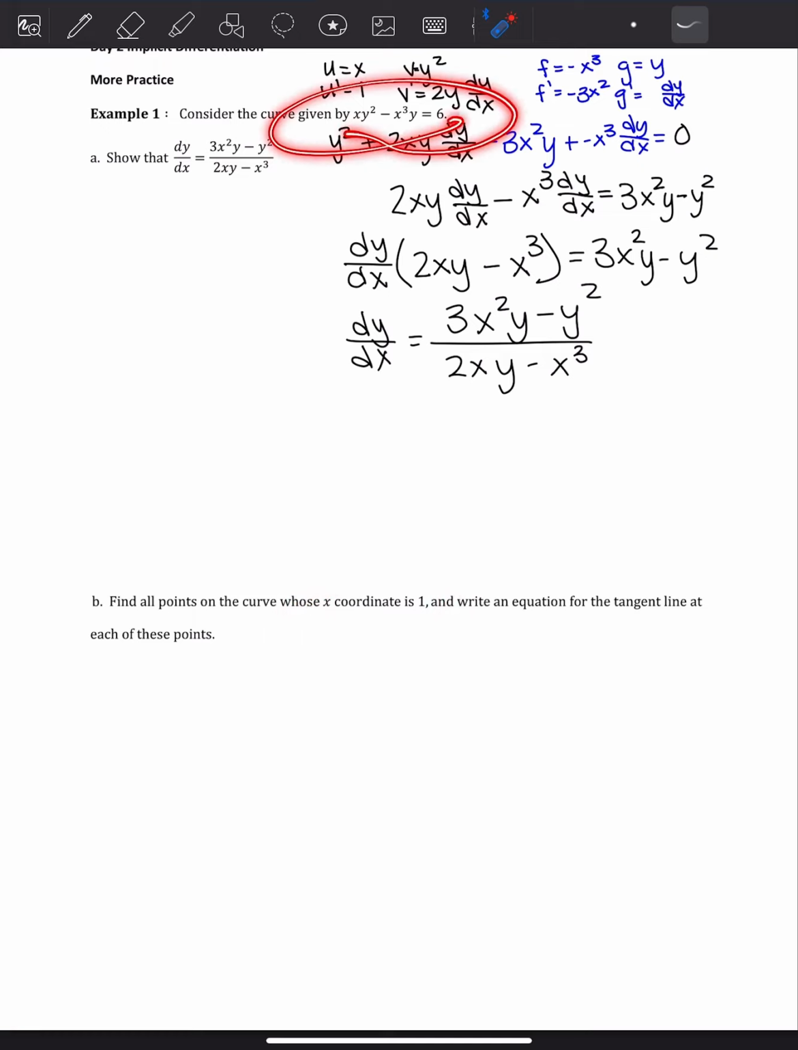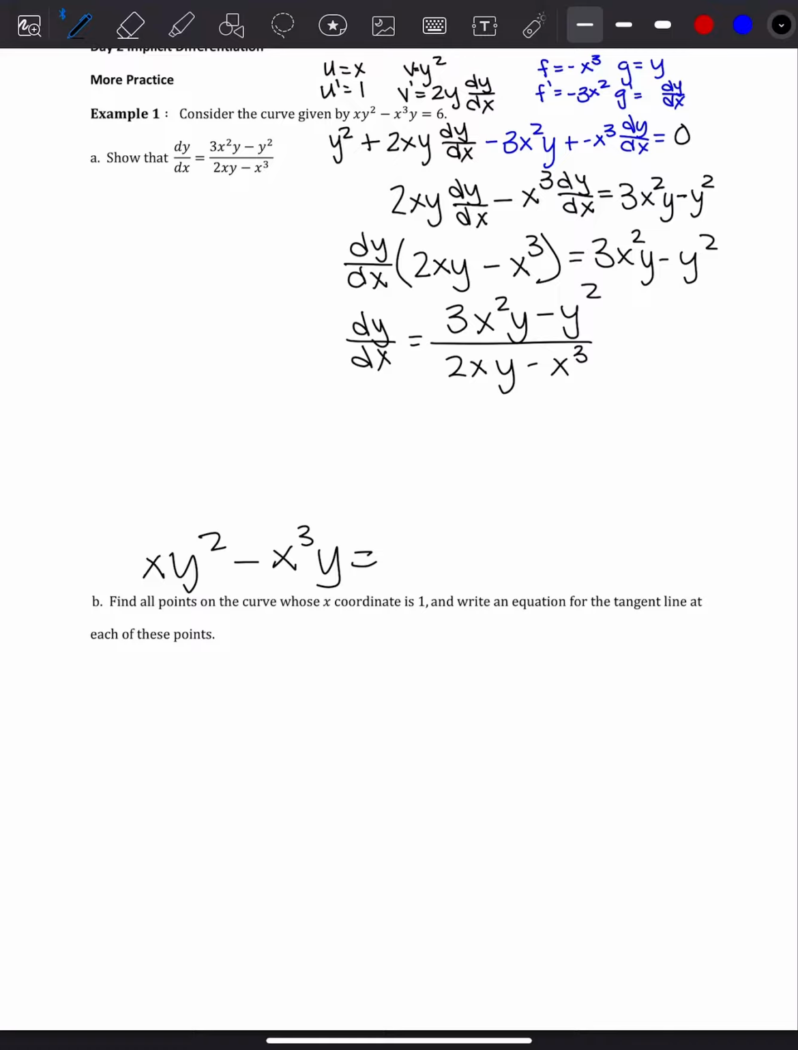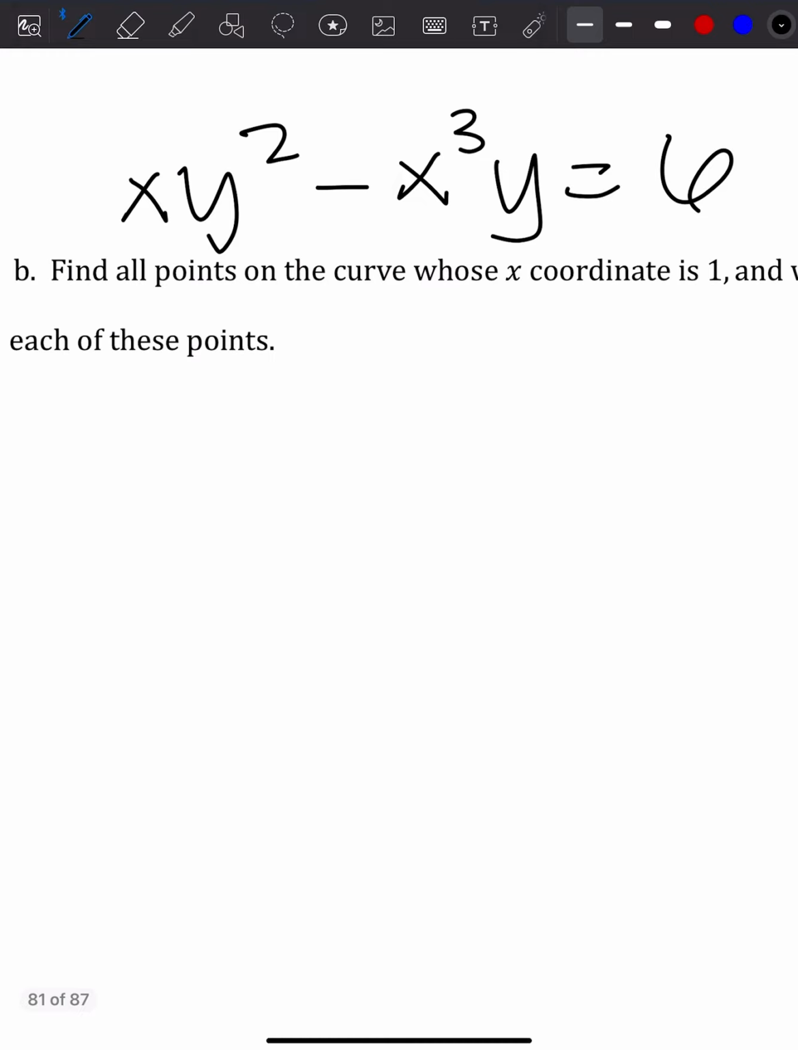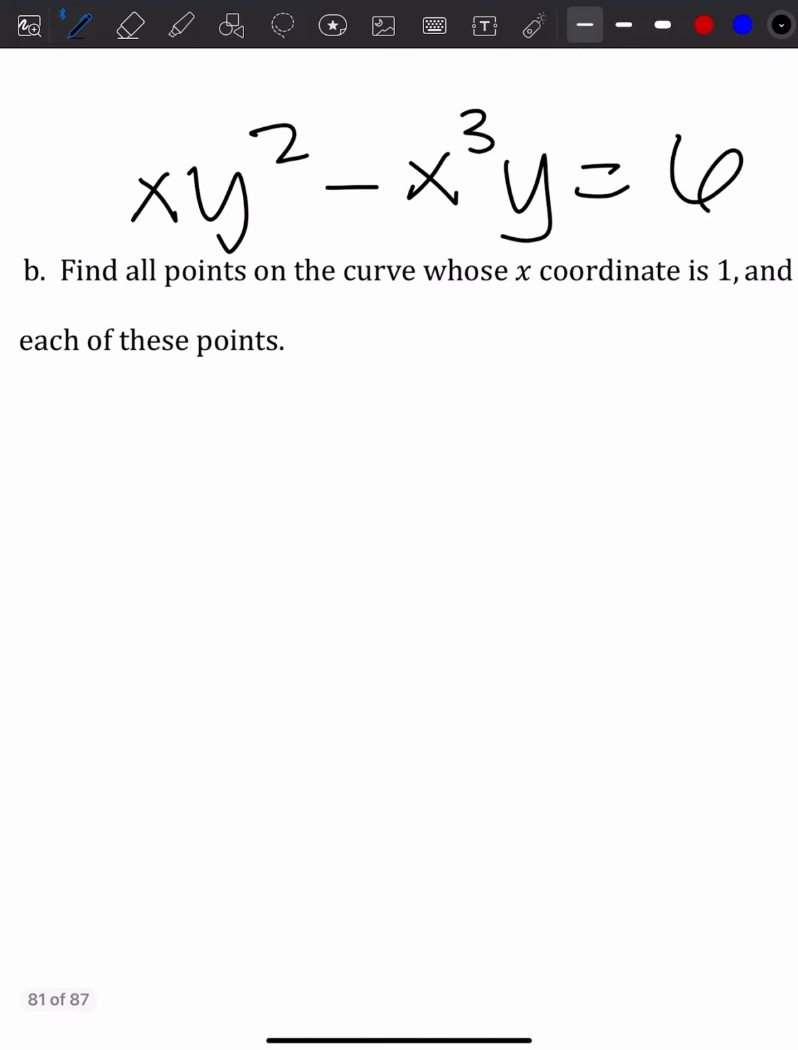So we're going to look back towards our first equation. We're looking at the original equation, which I'm going to write right up here: x squared, x times y squared minus x cubed times y equals 6. So we want to figure out any time the x-coordinate is 1. The first thing I'm going to do is plug in 1 for all of my x values. So we have 1 times y squared, so y squared, minus 1 cubed is still 1, so minus y is equal to 6.